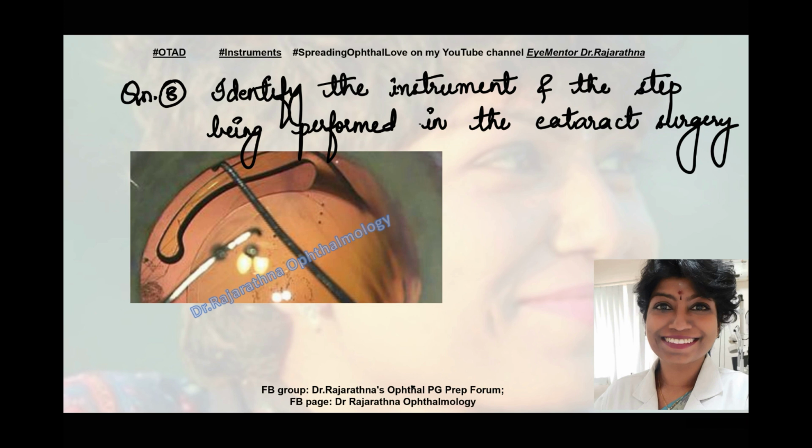Now question number 8, identify the instrument and the step being performed in the cataract surgery. You can either use just one instrument, or you can use two instruments. In this one there are two instruments that have been used. So the instrument is Sinskey's lens manipulation hook. Now this lens could be the IOL or the natural lens itself.